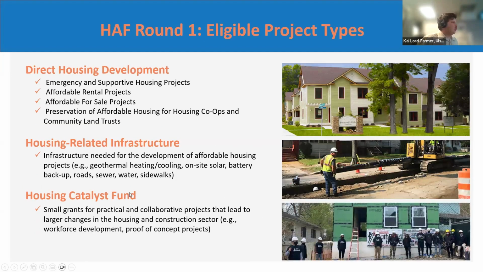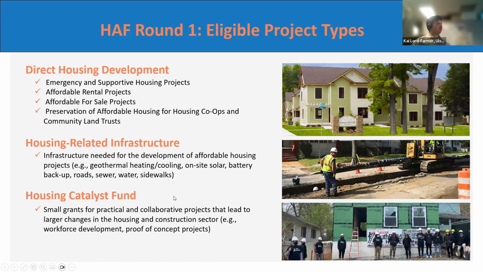So these are the overall categories that we are funding for round one. We're providing direct funding for housing developments, so emergency and supportive housing projects, affordable rental projects, affordable for-sale or home ownership projects, and then the preservation of affordable housing for housing co-ops and community land trusts. I'm going to go into details about each of these categories later on.